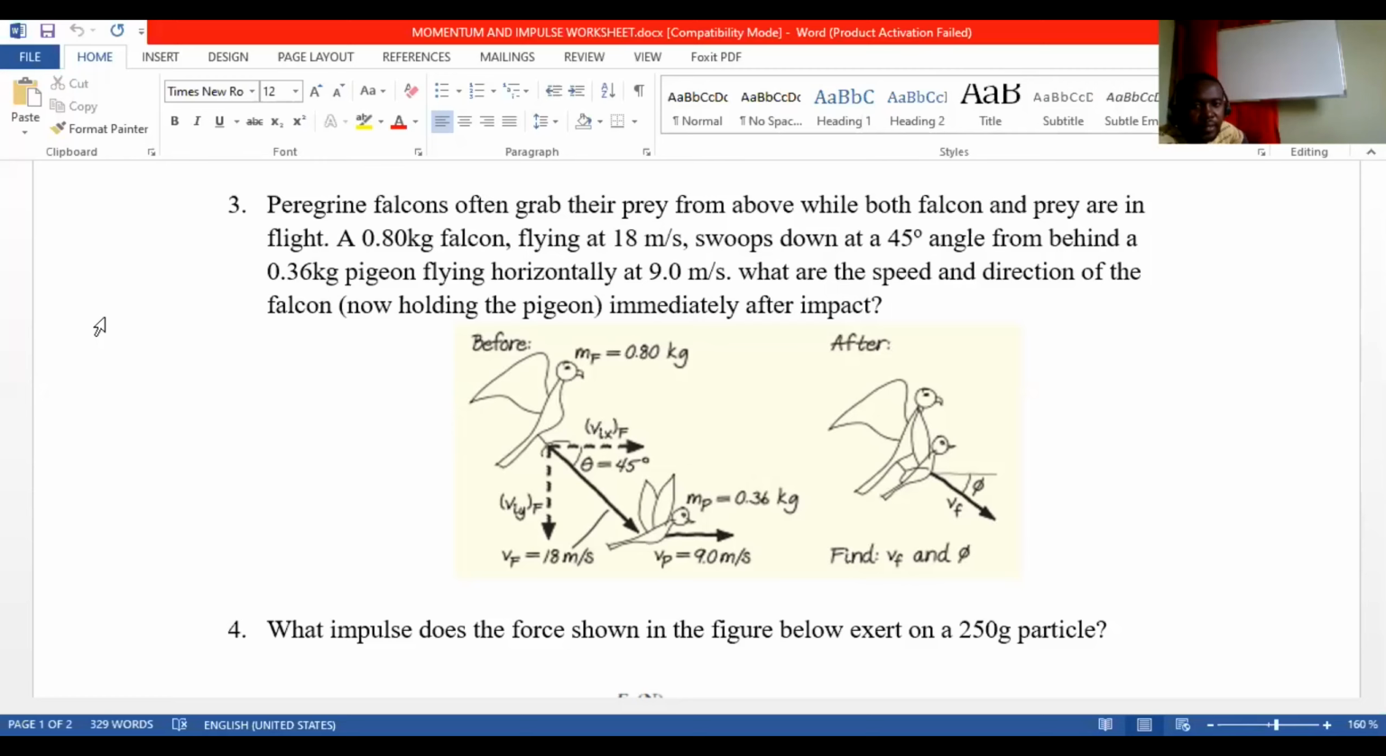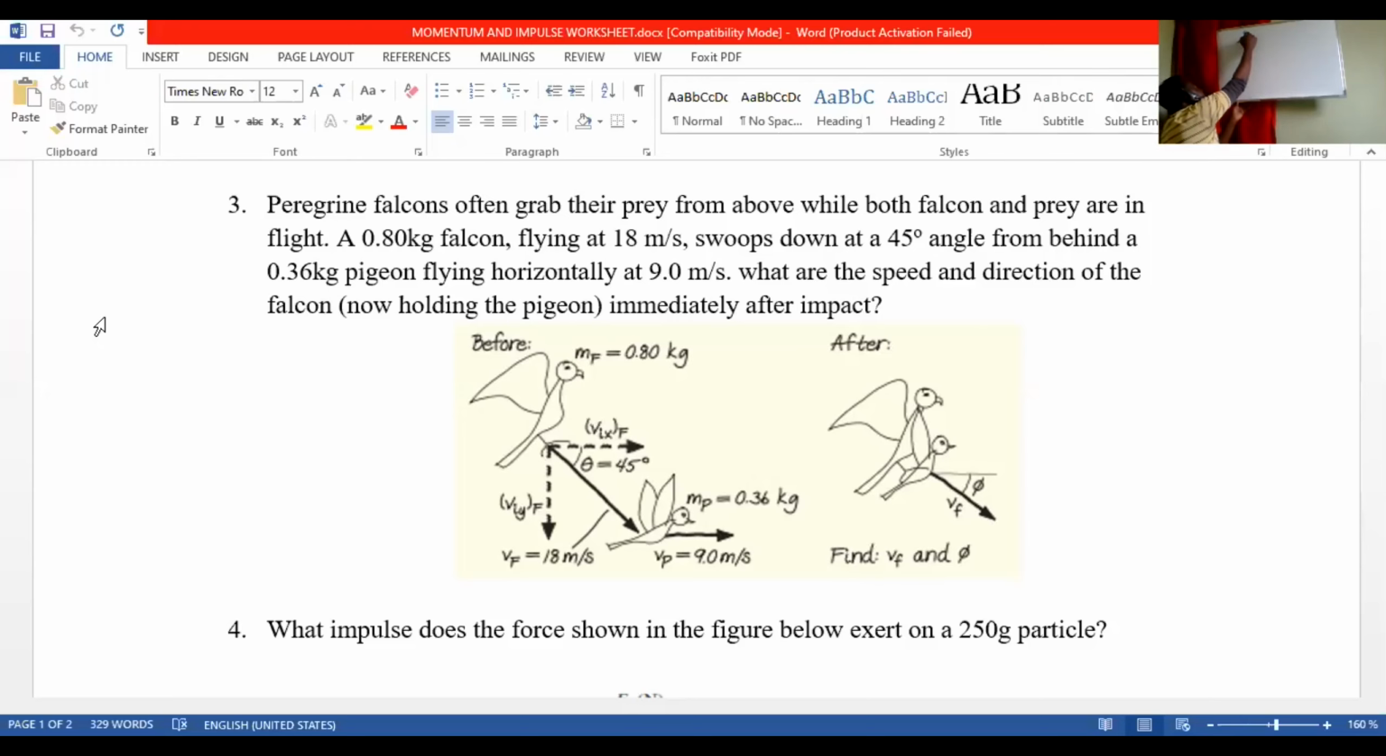Right, so we know that this is an inelastic collision, and we're asked to find the velocity and the angle after they are together. Remember, the first thing we do is separate our planes. So let's go with our x plane first.